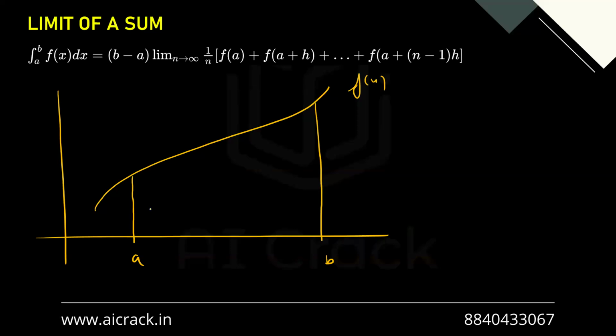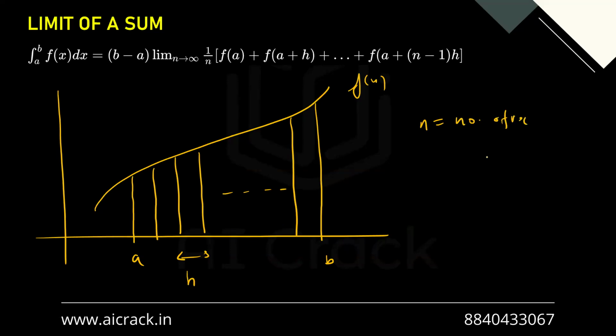How do we do that? We do that by dividing this area into rectangles of equal width. Let's say the width is h and let's say the number of rectangles is n. So n equals the number of rectangles, h is the width. Okay. Now this is our rectangle 1, this is 2, this is 3 and this is the nth rectangle.